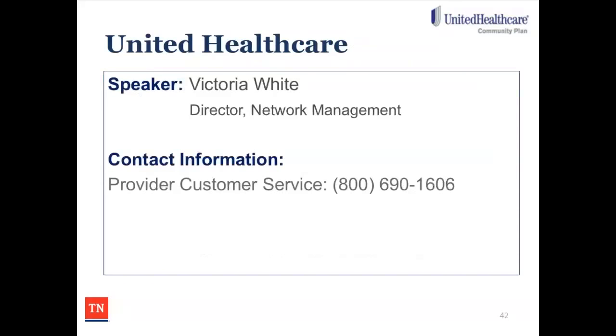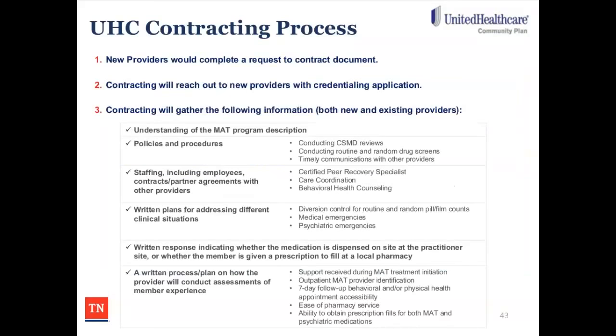This is Victoria White. I'm the Director of Network Management. We have a contact number here if you are interested in joining our MAT network. If you would call the customer service number outlined on this slide, that will start the process. Providers who are new to our network will be asked to complete a request to contract. Once that request is completed, the contracting team would reach out to the provider with a credentialing application.